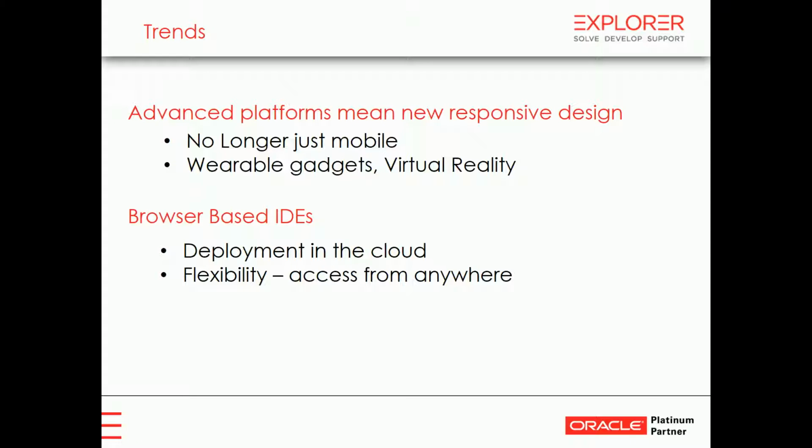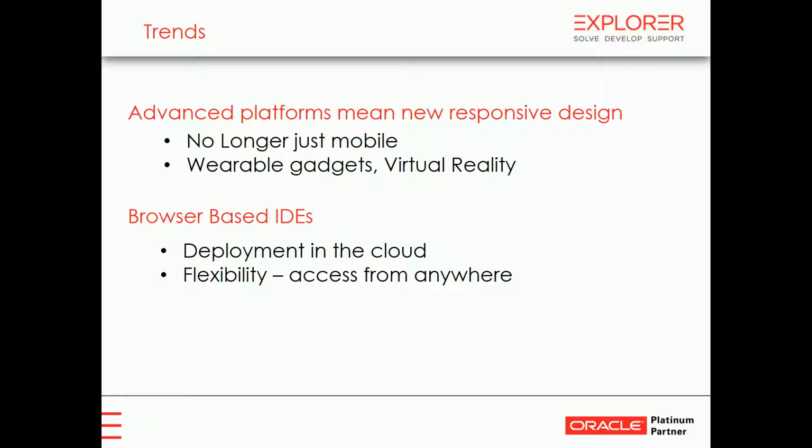Okay, so first of all we're going to have a look at trends. So the current trends in web application development seem to be these. We've got advanced platforms, meaning a new responsive design. So originally, responsive design meant that you would develop an application to run in a browser, maybe at a certain resolution or certain supported resolutions. And then if the user accessed using a mobile device, your application would drop down and respond to the screen size and look nice on that device.